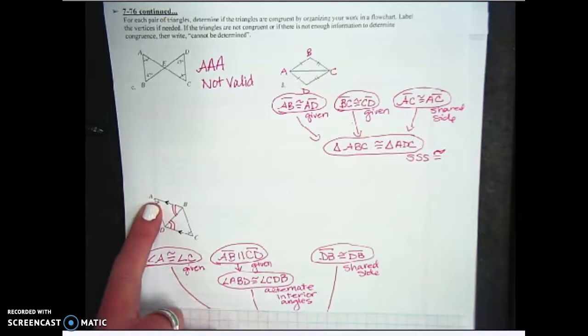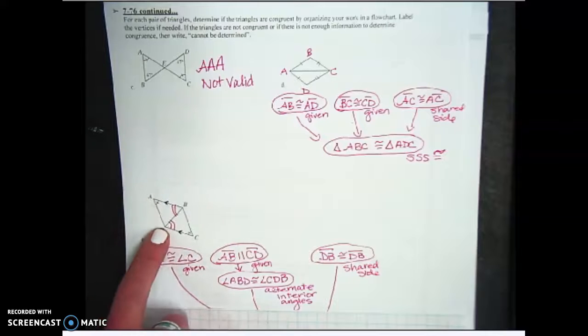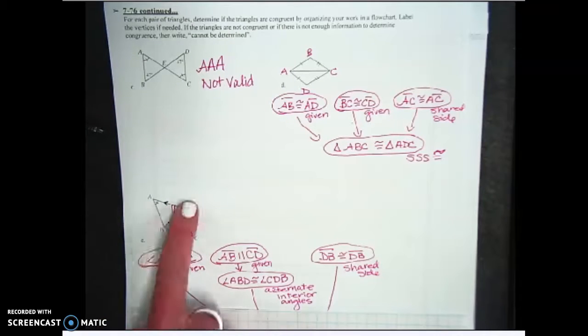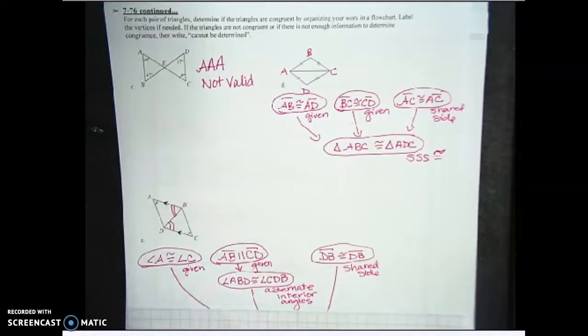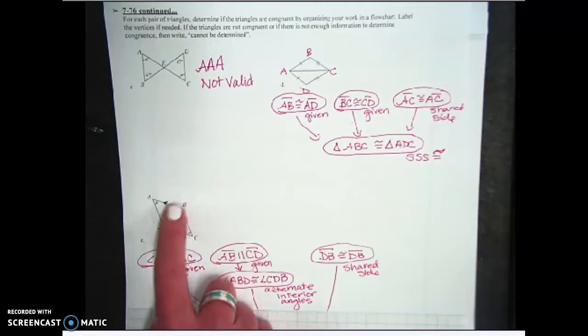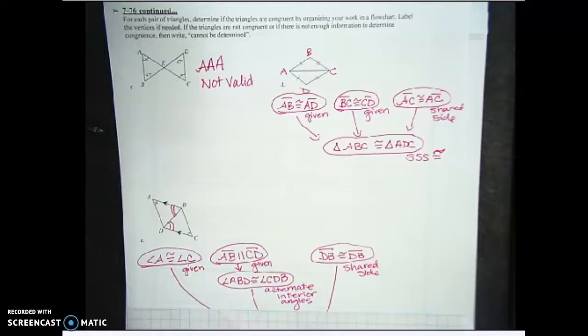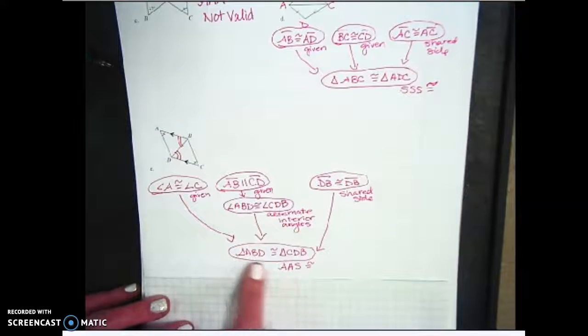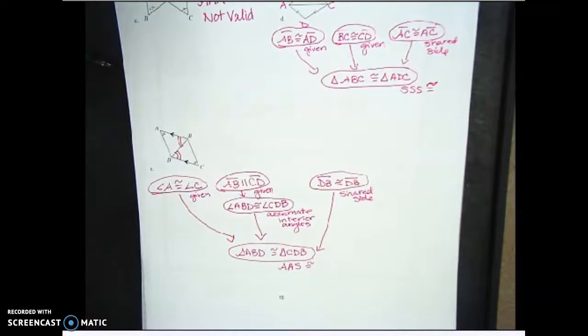We've got angle A, angle ABD, and then a side. Angle C, angle CDB, and then a side. So that looks like angle, angle, side, angle, angle, side. Is angle, angle, side going to prove congruence? Yes, that's one of our ones that works. So we say that the two triangles are congruent, and the reason would be angle, angle, side.